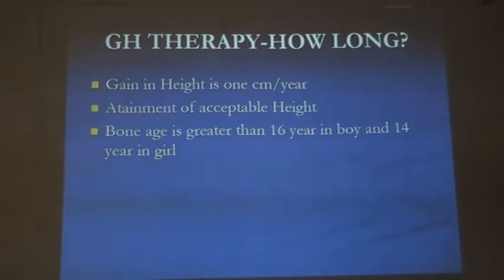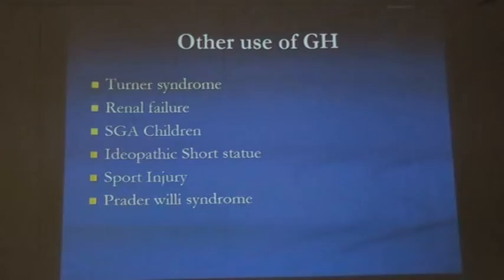Then attainment of acceptable height. When the child attains acceptable height at the mid-parental height, at that time it can stop. Or from time to time assess the bone age. When a male child attains a bone age of 16 years or a female child attains a bone age of 14 years, in that case stop growth hormone therapy.